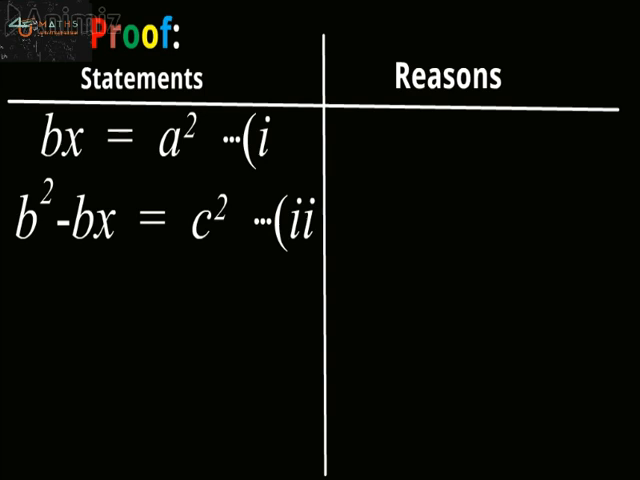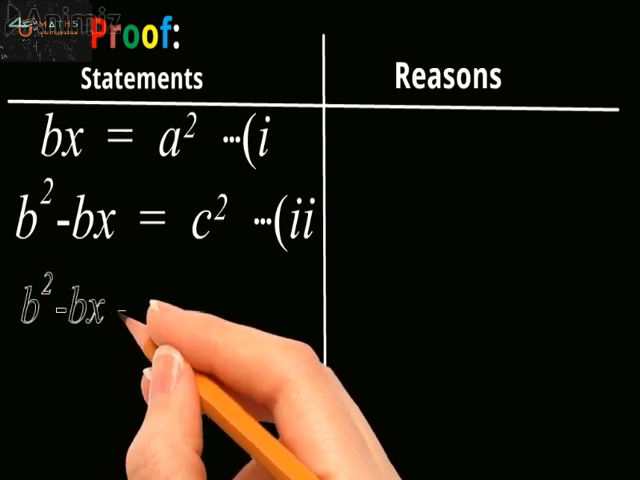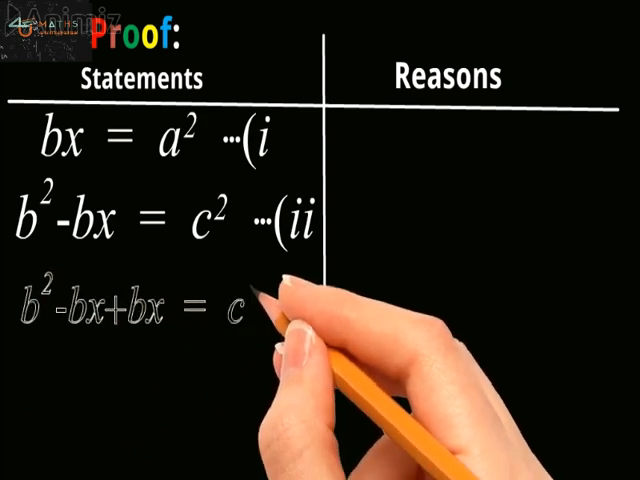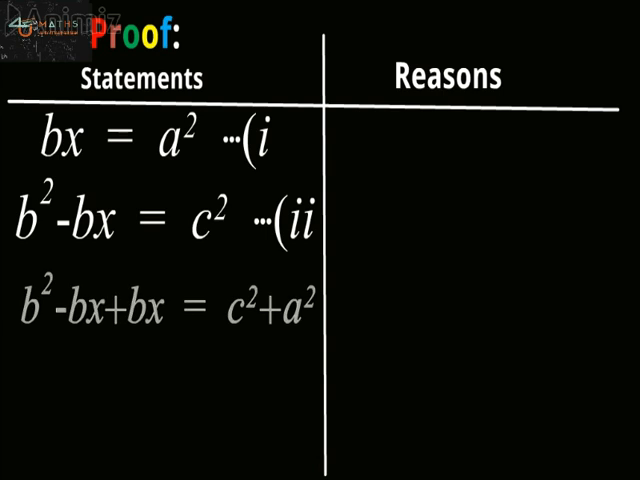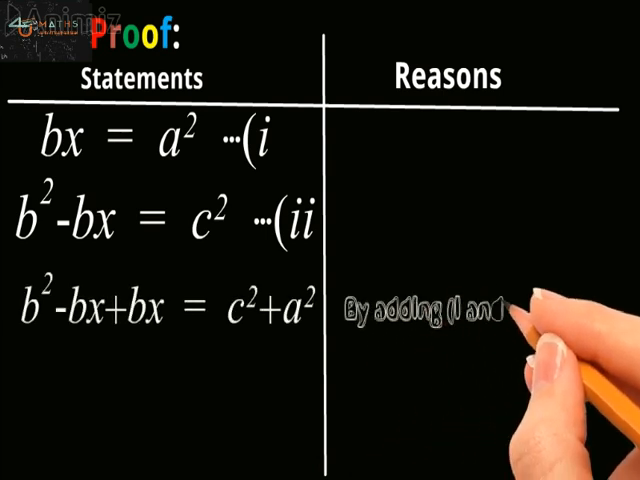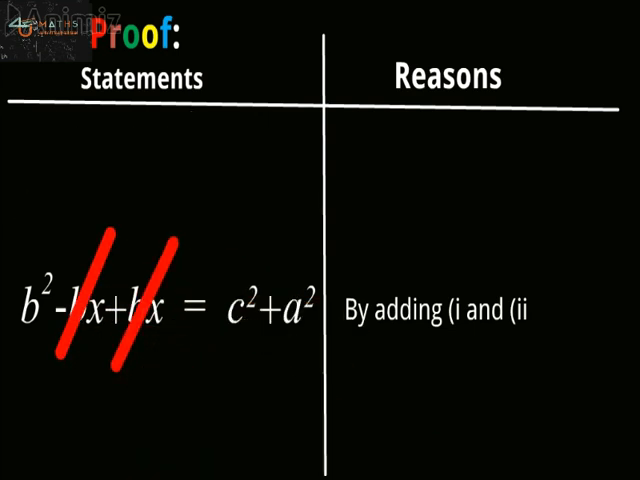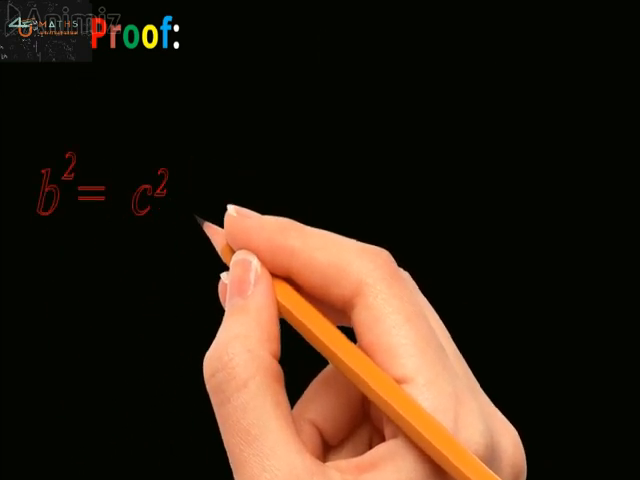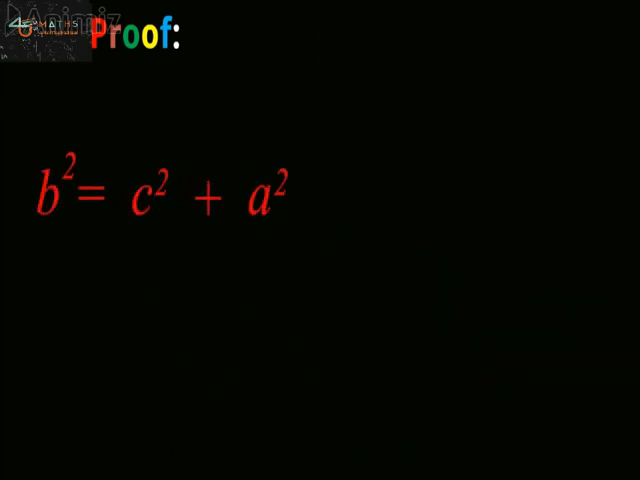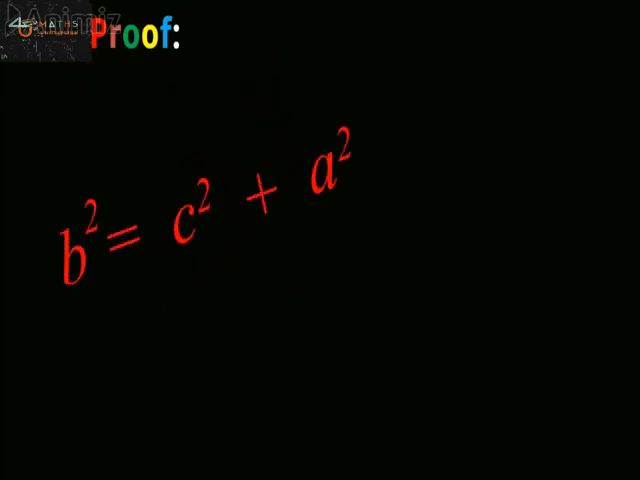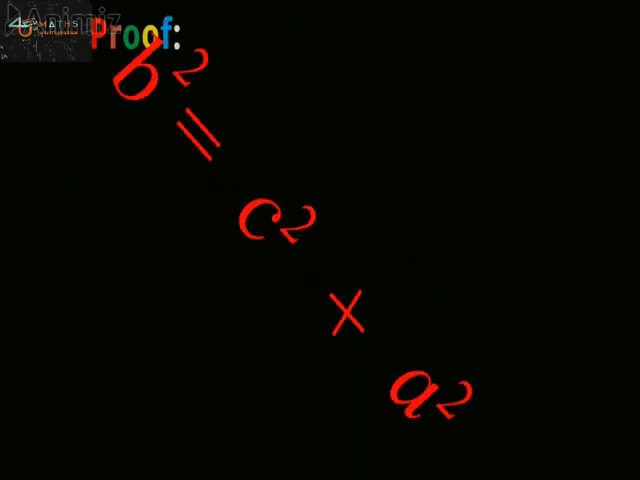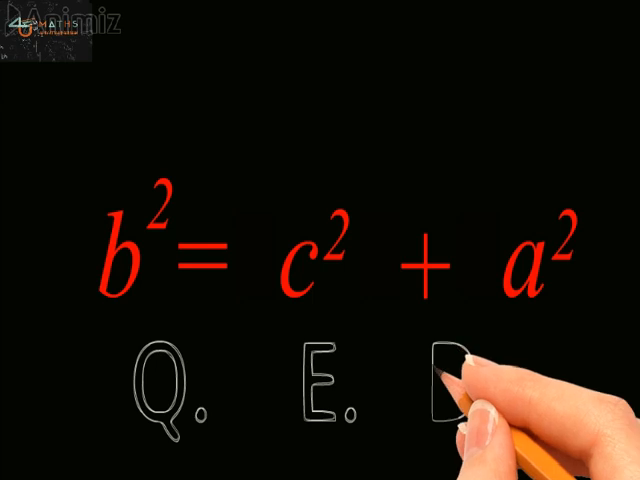Now we have b square minus bx plus bx is equal to c square plus a square. The reason is by adding 1 and 2. The bx cancels with bx, so we are left with b square is equal to c square plus a square. And this is the proof of the Pythagorean theorem.